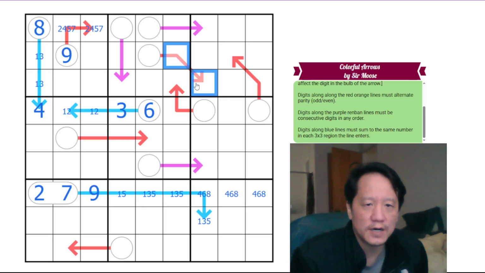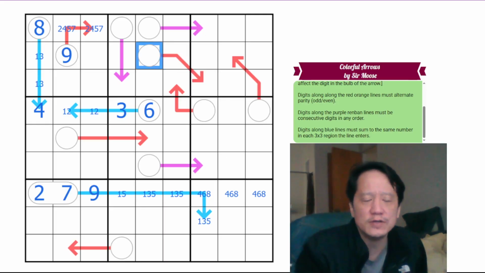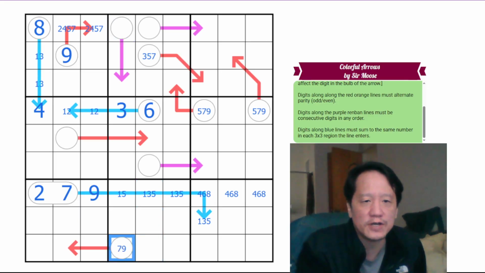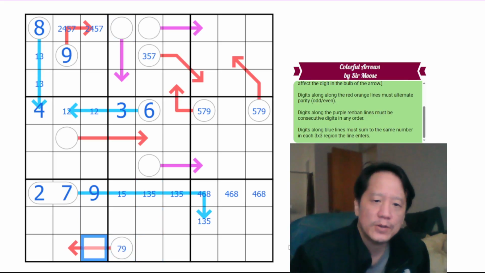This is odd and even parity, so this has to be odd. Sorry, it has to be an odd sum because you have an odd and even part. So 3, 5, 7, 9. Same here. This is 5, 7, or 9. Same here. It's 5, 7, or 9. And same here. This can't be 1, 3, or 5. It has to be 7 or 9 here.